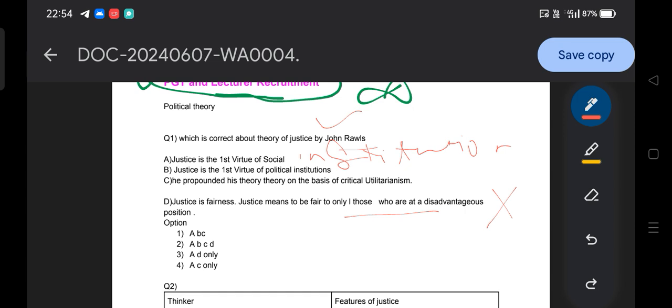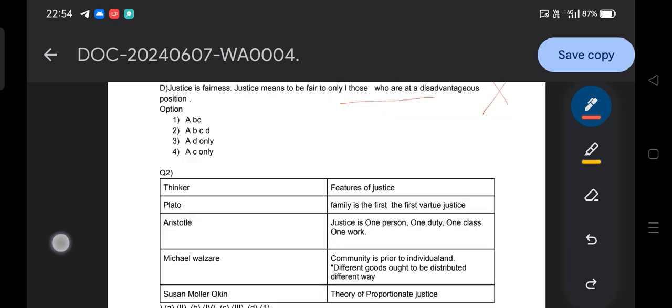Justice as fairness means Aristotle tried to maintain a balance. It includes talent, it includes merit, and it also includes need. Need means fulfilling the need of the disadvantaged section of society. So Aristotle's theory of justice is an inclusivist approach, we can say. Then, moving to the next question.